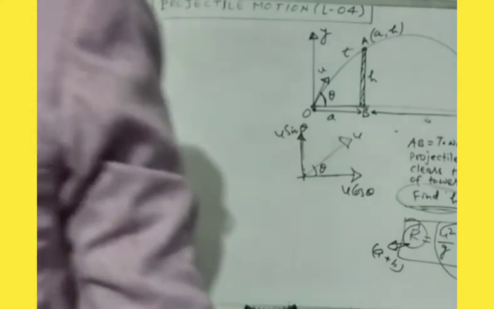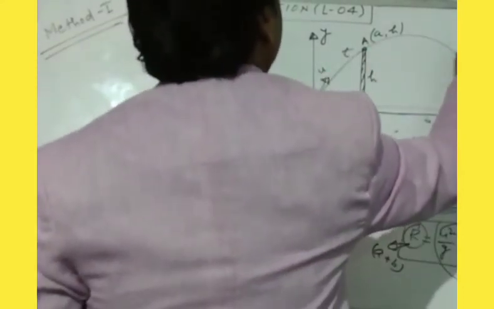Let us also suppose that its time of flight is capital T. Capital T is the time of flight. Time of flight means the total time for the projectile to move from O to C.